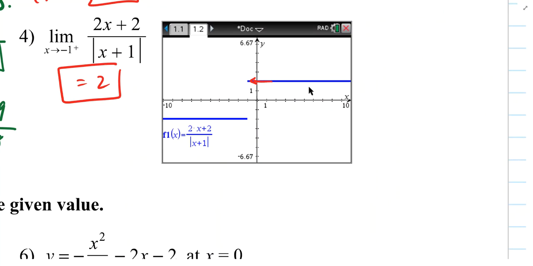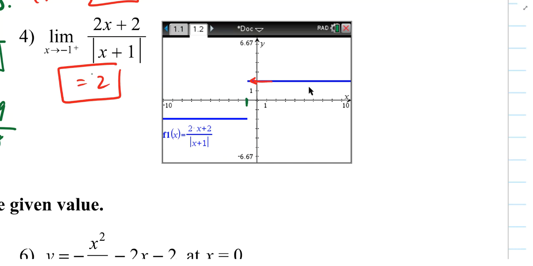For number 4, I just used a graphing tool on the TI Inspire, and I investigated it as x approached -1 from the right. And as we approach -1 on the x-axis from the right side, we see that this function is tending towards 2, and that's why I went with that solution. The Inspire can graph these absolute functions pretty easily, and I think the TI-84s can do that as well.